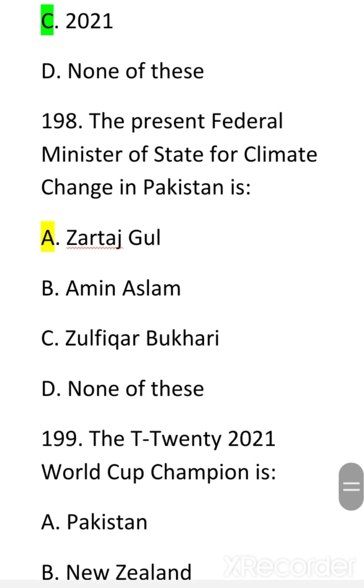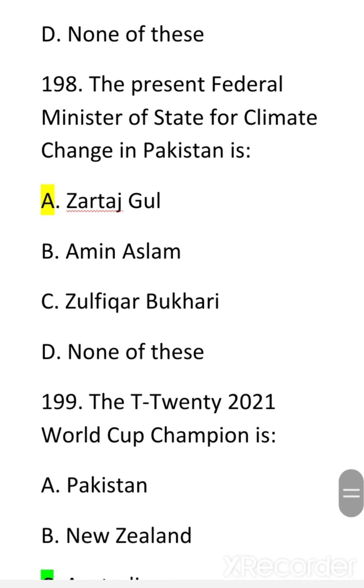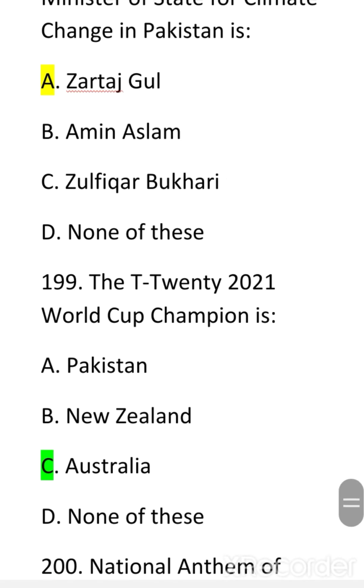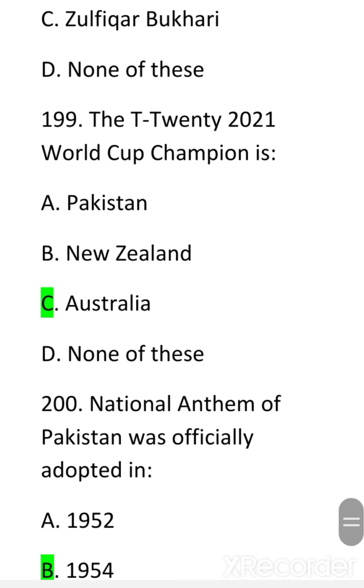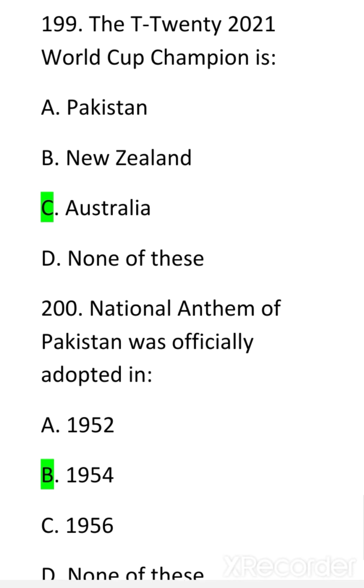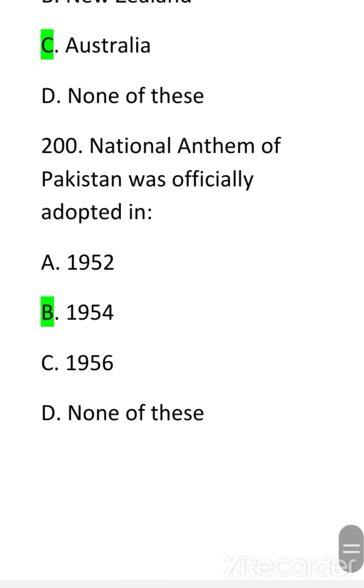Question number 198. The present Federal Minister of State for Climate Change in Pakistan is option A Sartaj Gul, B Amin Aslam, C Zulfikar Bukhari, D none of these. Correct option is A Sartaj Gul. Question number 199. The T20 2021 World Cup champion is option A Pakistan, B New Zealand, C Australia, D none of these. Correct option is C Australia.